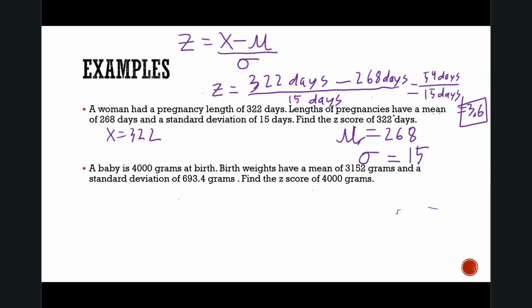This is exceptionally high, right? Because remember, exceptionally high is 2 and above. So I don't know what happened. This baby did not want to come out.